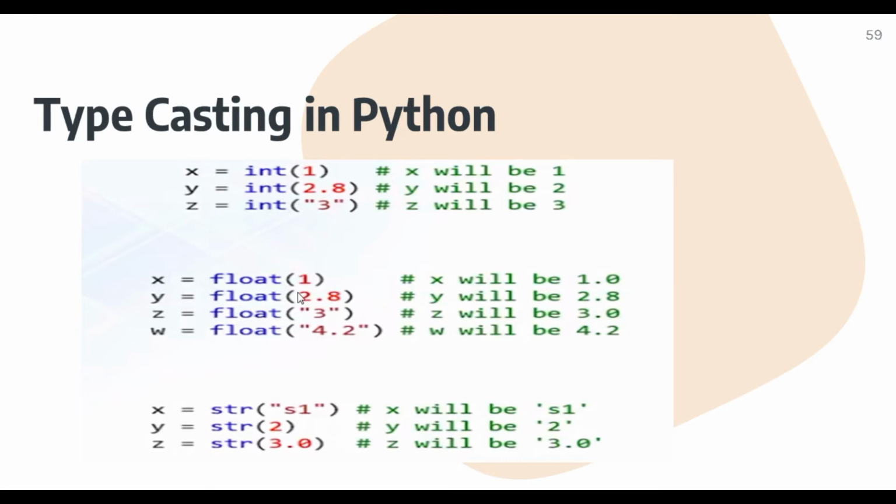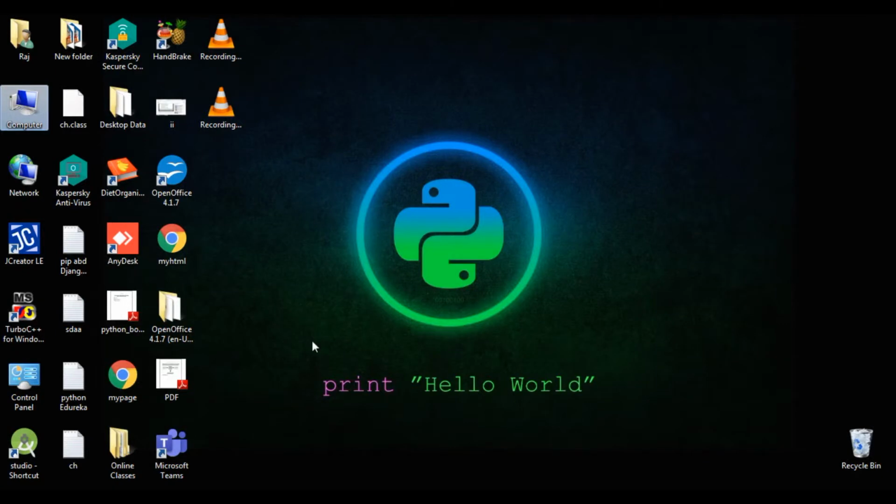Here is the same example, x, y, z and w. Here we are going to typecast the above values to float. 1 will be converted into 1.0. 2.8 is already a float, so there is no need to convert it, but I am showing it as an example. Then 3 as a string will convert to 3.0, and the string 4.2 will convert to 4.2. Same here with strings: s1 will stay s1 in single quotes, 2 will be '2' in single quotes, and 3.0 will be '3.0'. Now student, we are doing it practically.